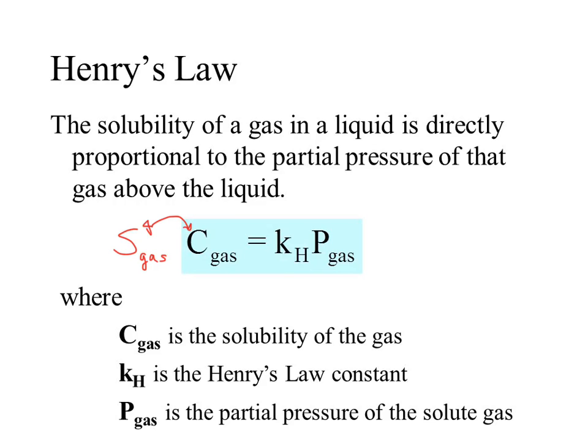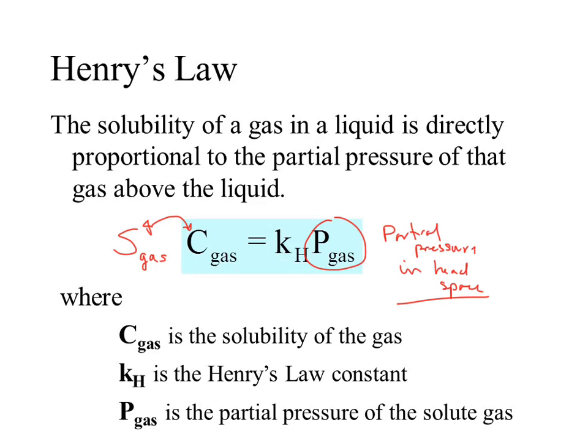So P over here is the partial pressure of the gas in the headspace. Okay, so that is the partial pressure. I'm going to say in headspace over liquid. And K sub H is Henry's law constant.